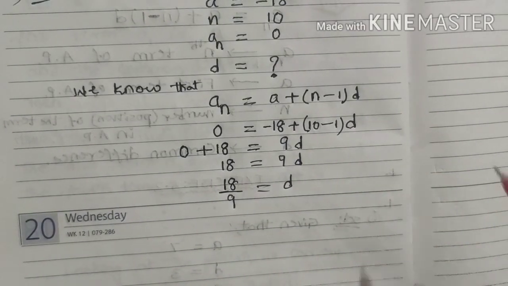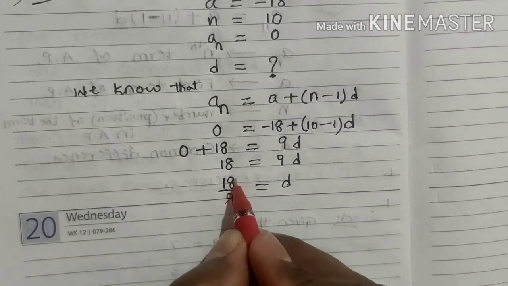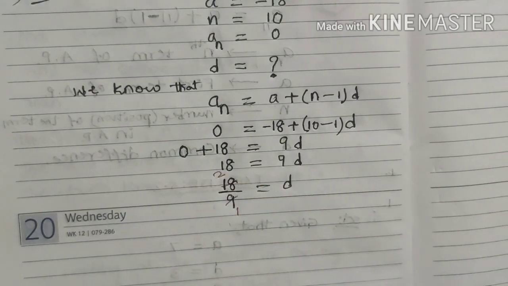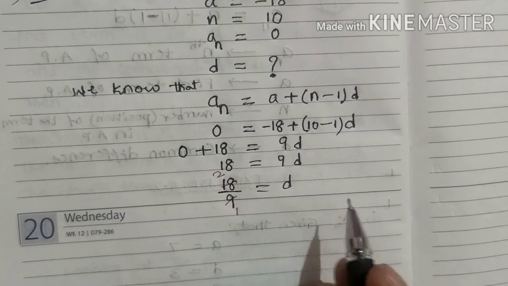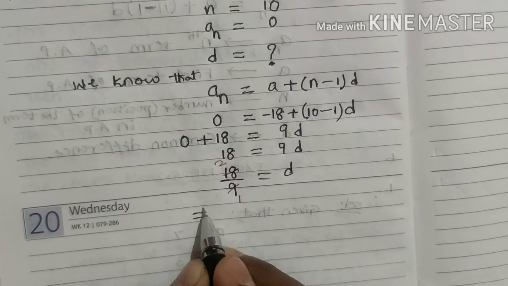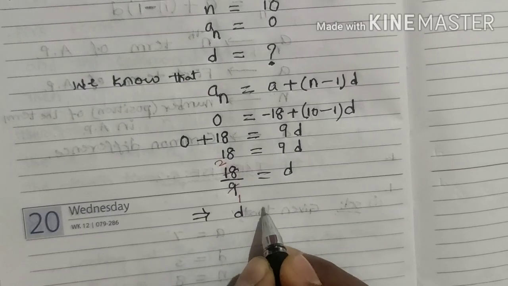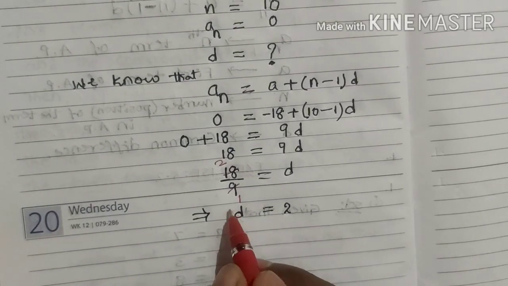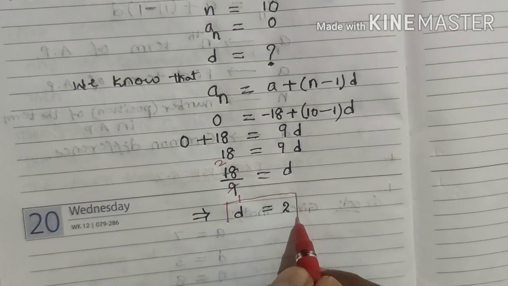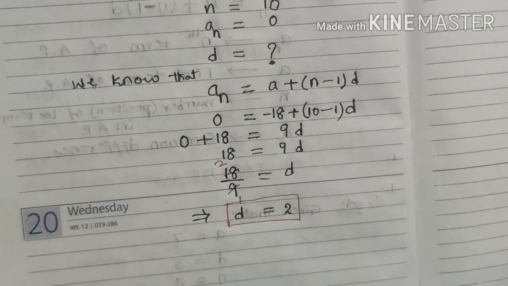Further you can do the cancellation. 9 one time, 9 two times. So 2 by 1 is nothing but 2. So 2 is equal to d. That implies the common difference d value you got is 2. d is 2. In the question they are asking us to find the d value only, so the d value is 2.